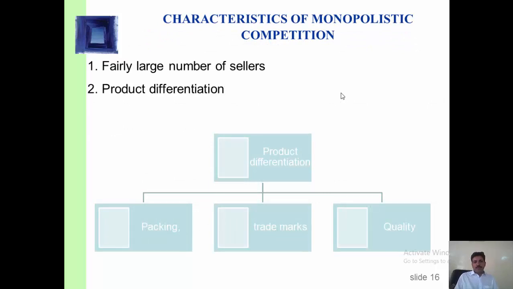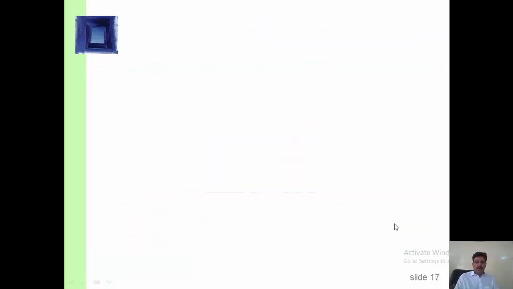A fairly large number of sellers is the first characteristic of monopolistic competition, and the second is product differentiation, or differentiated product. In monopolistic competition, the product is differentiated, and the differentiation is made through packing, trademarks, or quality.